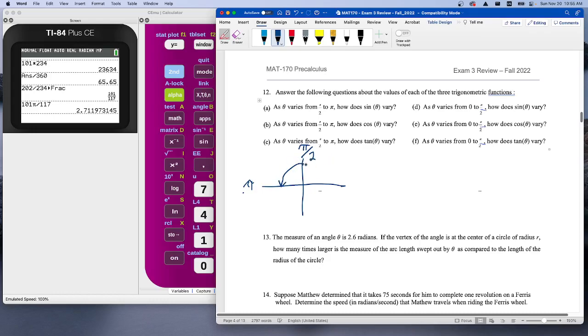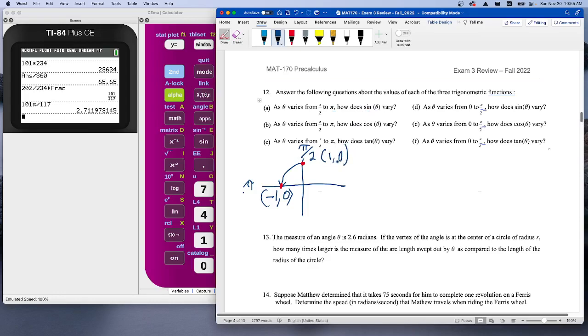Well, what we do know is at the top here, assuming this is the unit circle, our coordinate is (1, 0), right? This point. The point down here is going to be x is -1, y is 0. So we can use this to answer these. So as we go from pi over 2 to pi, how does sine vary? Sine is going to be the y coordinates.